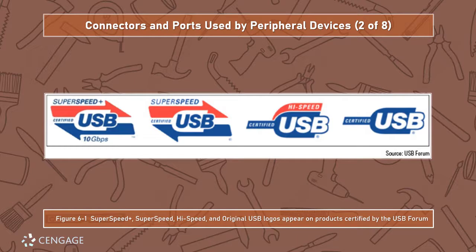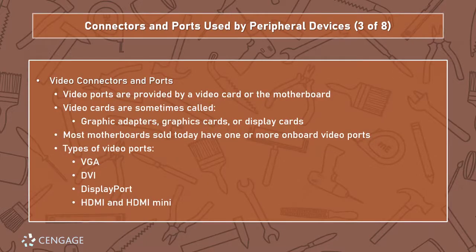Here we can see the logos for, and I don't know why they have them in fastest to slowest, USB 3.1 is the one on the far left, actually that's the 10 gigabit, 3.0, and then 2.0 and 1.0. So 3, 2, and 1 from left to right.